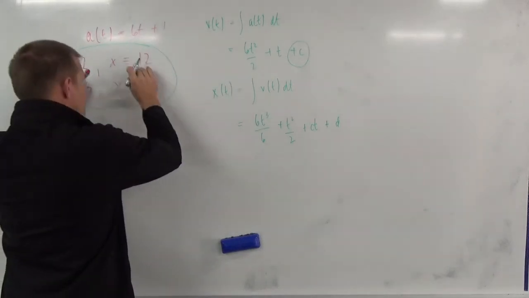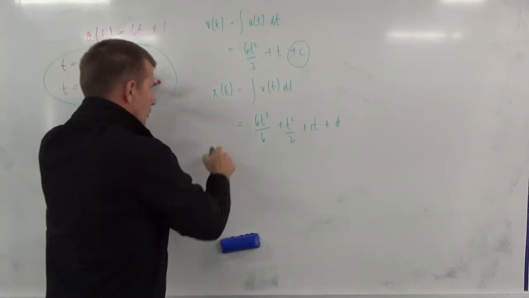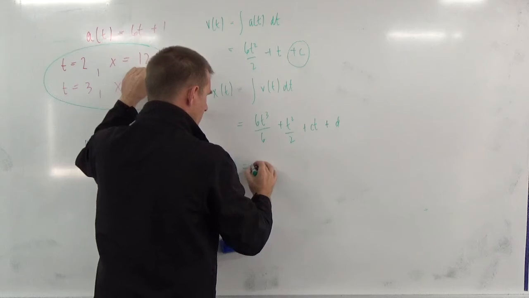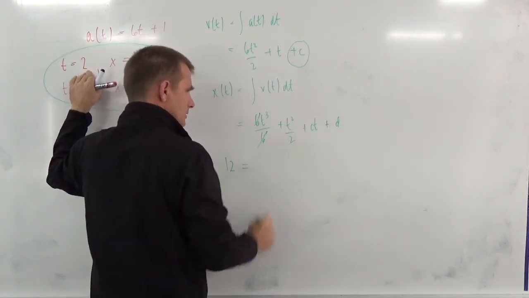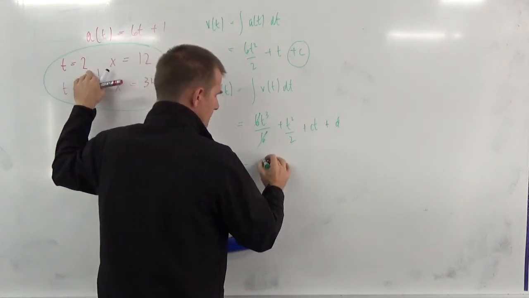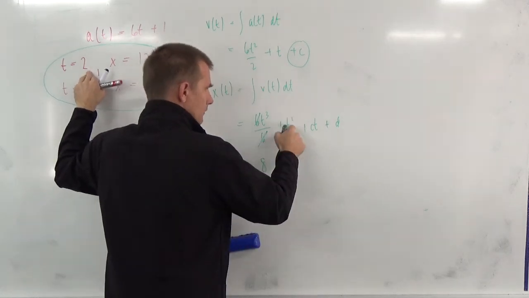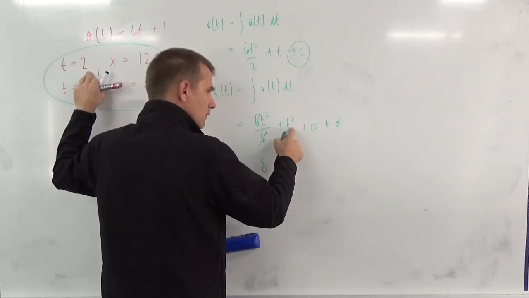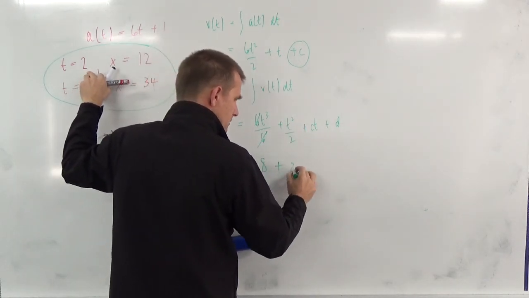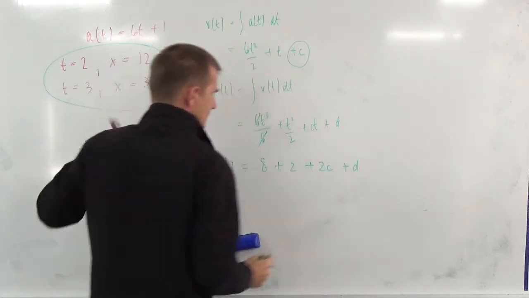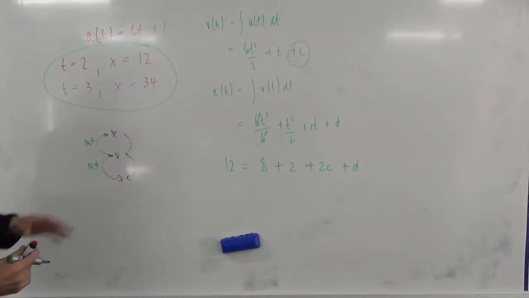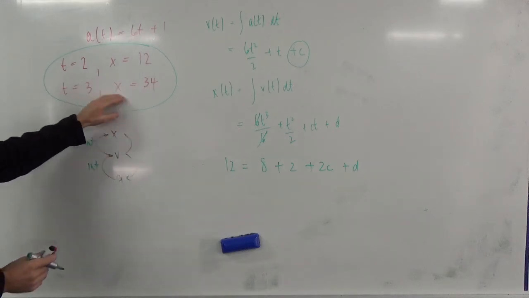Let's substitute in the first one here. So x equals 12, so I could write 12 equals, putting the 2 in for t. Well, this is going to cancel, that's neat. So 2 cubed is going to be 8. This is 2 squared divided by 2, so that's just going to be 2 plus 2c plus d. Alright, leave that for a moment. Let's work on this one.